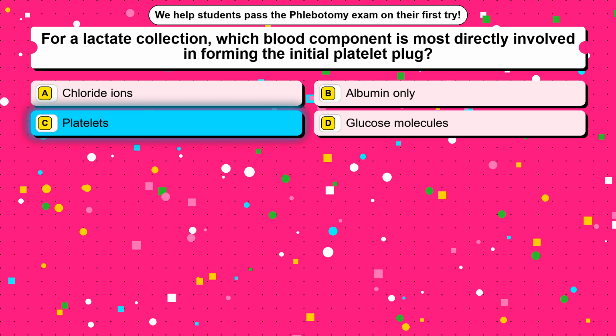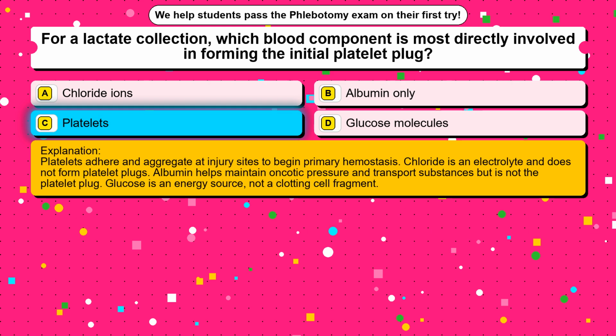Platelets. Platelets adhere and aggregate at injury sites to begin primary hemostasis. Chloride is an electrolyte and does not form platelet plugs. Albumin helps maintain oncotic pressure and transport substances but is not the platelet plug. Glucose is an energy source, not a clotting cell fragment.